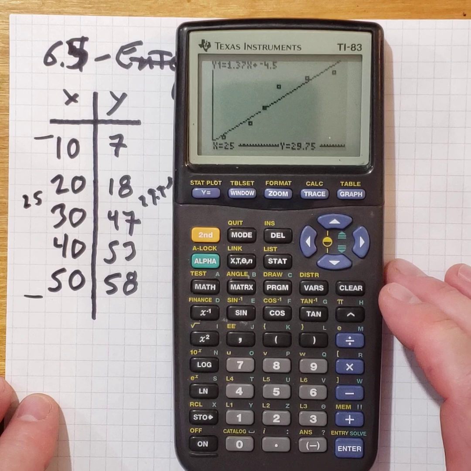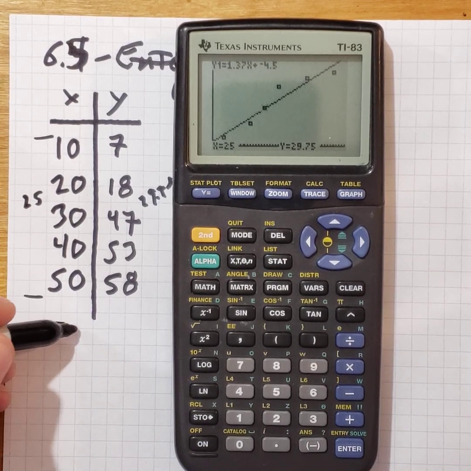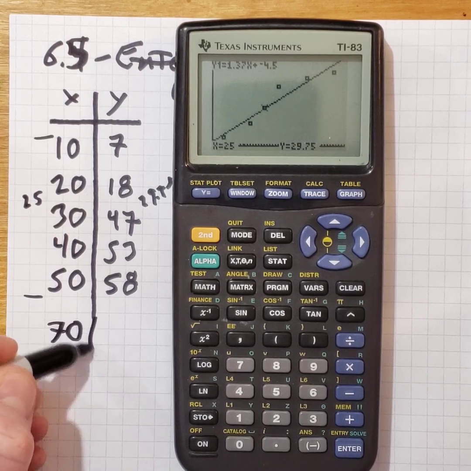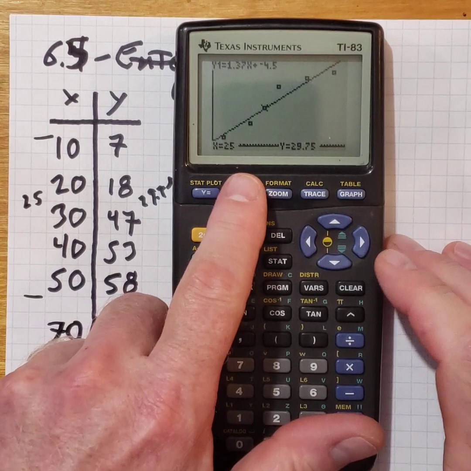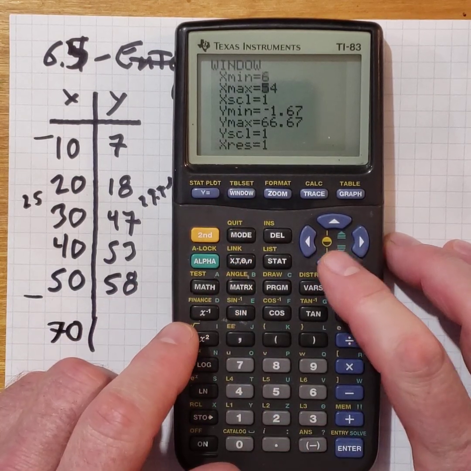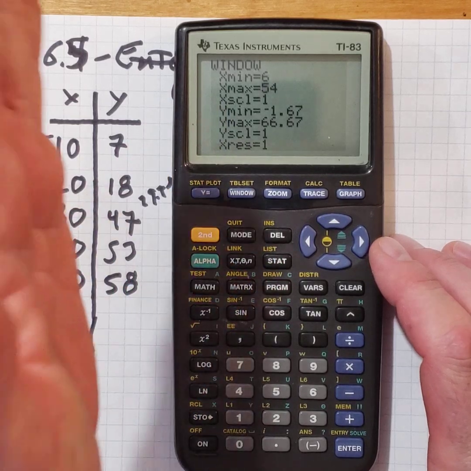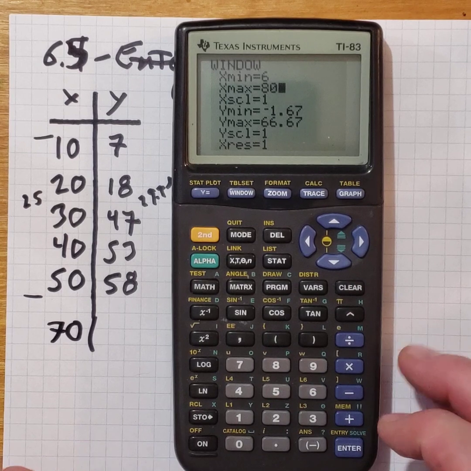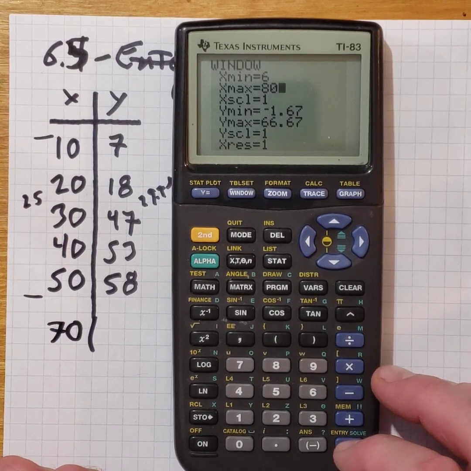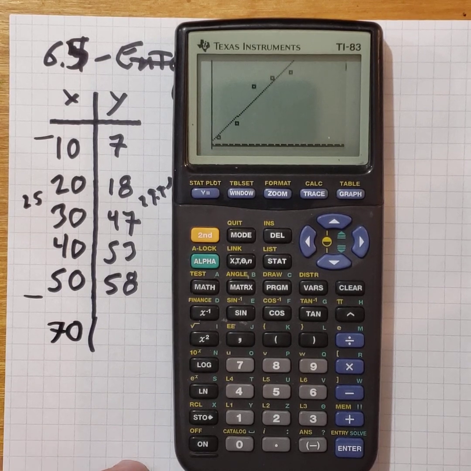If I want to go outside the data set, like say, what if I'm curious about what would happen at 70? What should I get for my second number here? Well, I'm going to have to change my window first. Right now, my x-min and x-max say the x-axis should go from 6 to 54. I need to go farther now. I'm going to go to 80. I need to go at least to 70. I can go as far as I want.